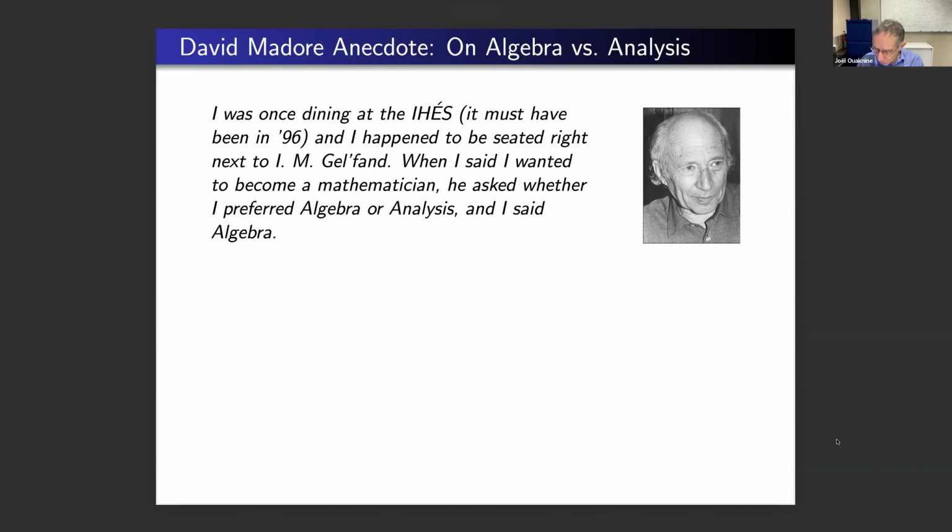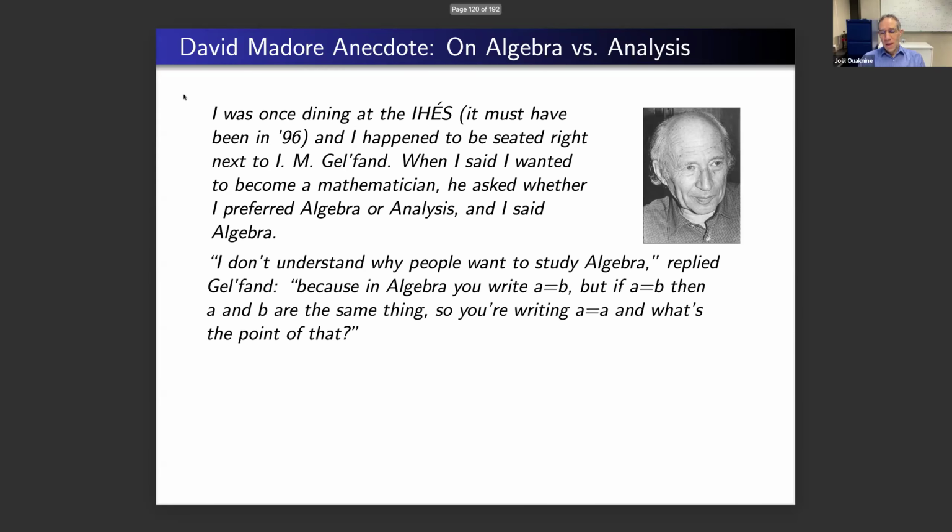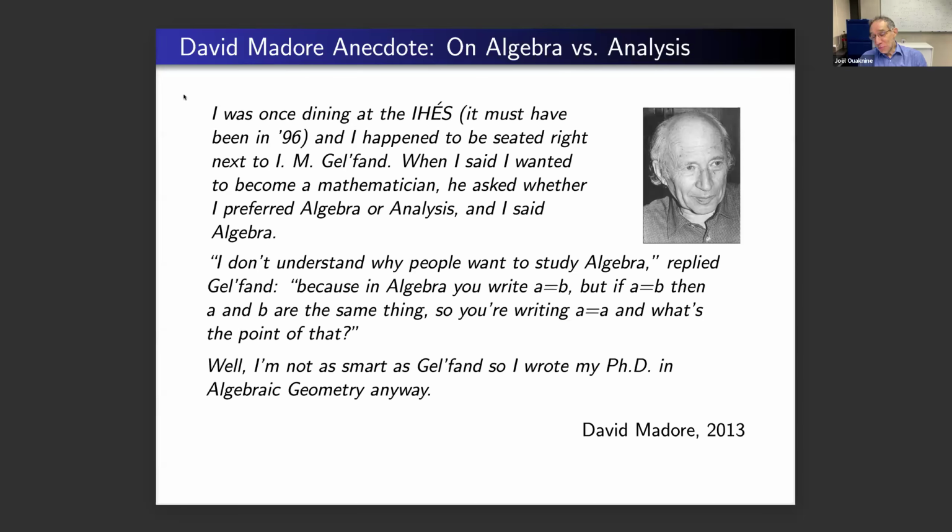And there's an anecdote on this, which I like. This is reported by David Madore, who is a French mathematician, on algebra versus analysis. He says, "I was once dining at the IHES, it must have been in 96, and I happened to be seated right next to I.M. Gelfand. When I said I wanted to become a mathematician, he asked whether I preferred algebra or analysis, and I said algebra. And then Gelfand said, I don't understand why people want to study algebra. Because in algebra, you write A equals B. But if A is equal to B, then A and B are the same thing. So you're writing A equals A, and what's the point of that?" And then Madore writes, "Well, I'm not as smart as Gelfand, so I wrote my PhD in algebraic geometry anyway." So I like this anecdote.